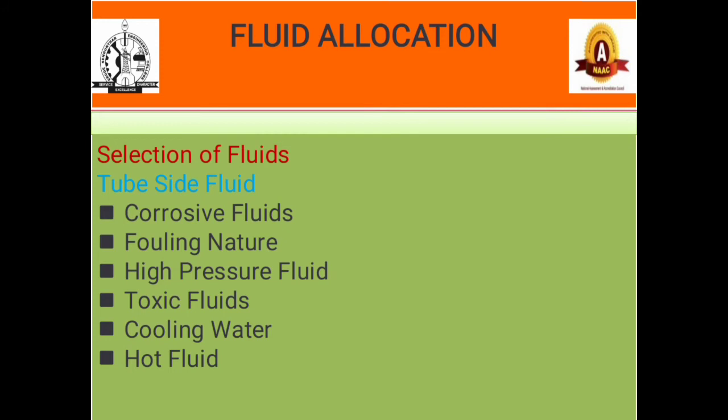Like that, the fluid which has the tendency for fouling can also be taken into the tube side. Then we can easily remove the tubes or clean the tubes. Then high pressure fluids, toxic fluids, cooling water and hot fluid. These are all the fluids we should give preference to tube side.